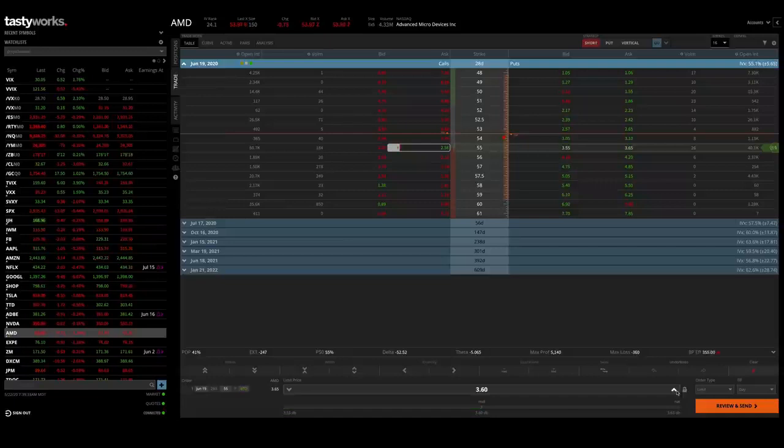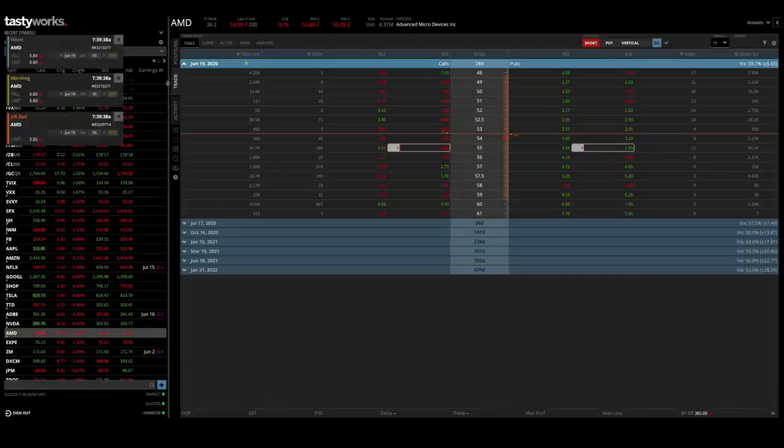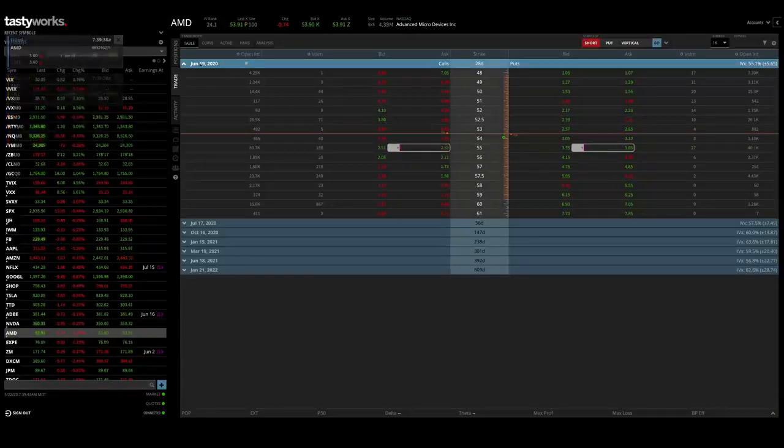Replace. I'm just doing this because I want to get filled on this so that we can move on. $360. Give it to me. There we go. All right, so I bought this 55 put for $360, and now I have an open position in the 55 call.